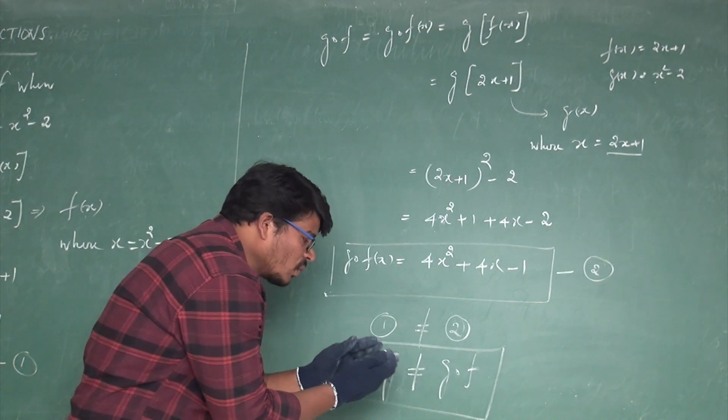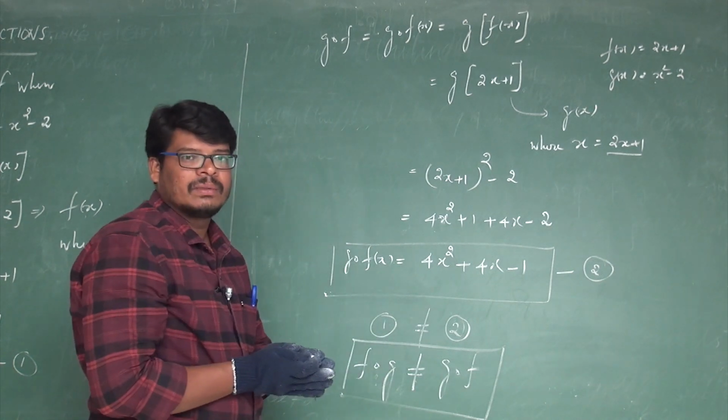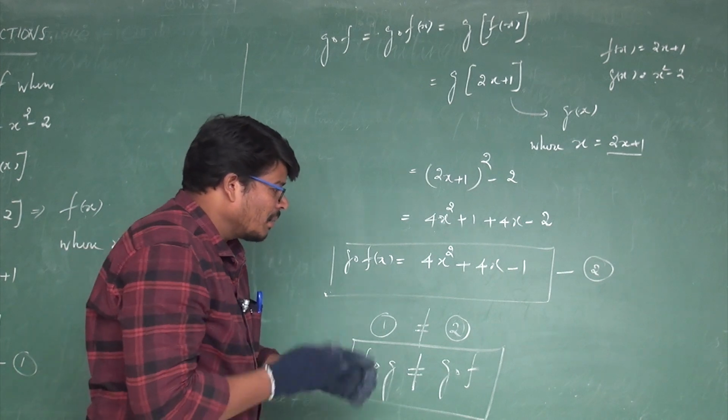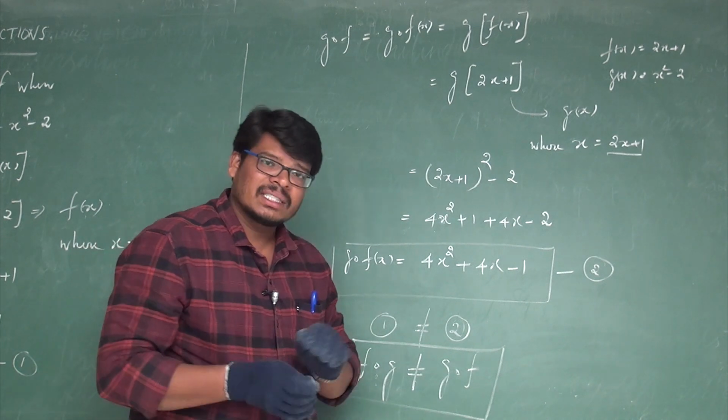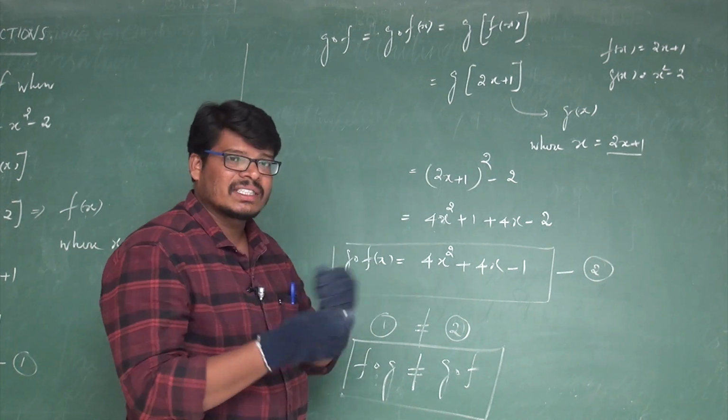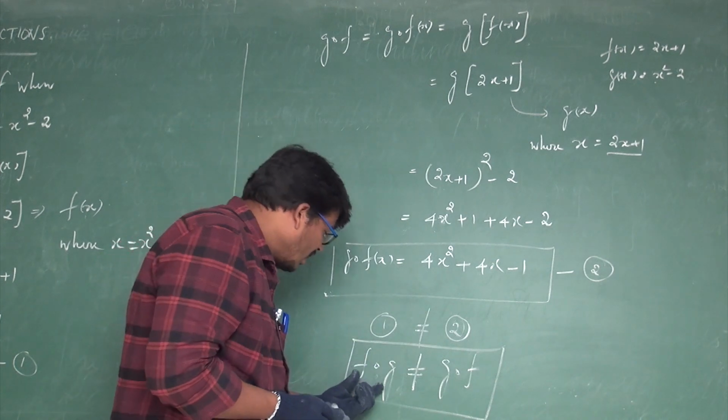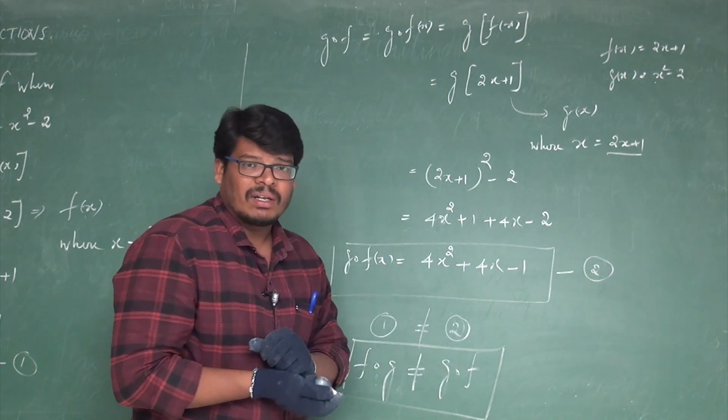The composition of two functions is not commutative, but some conditions are satisfied. Some conditions are satisfied means, if f of x and g of x are given, f dot g equals g dot f, both are equal, under some conditions.